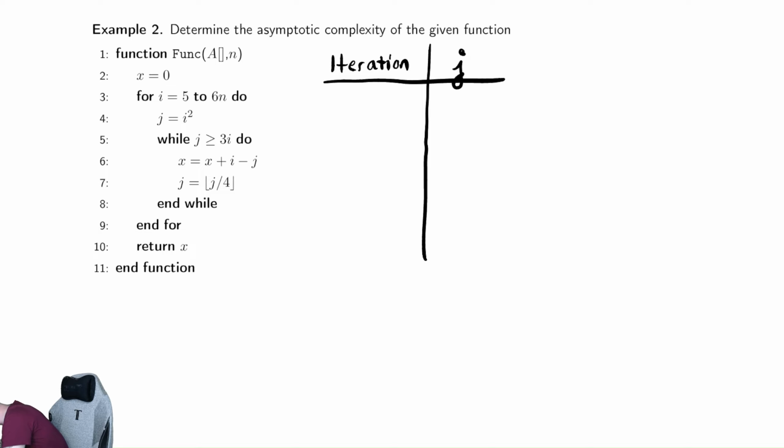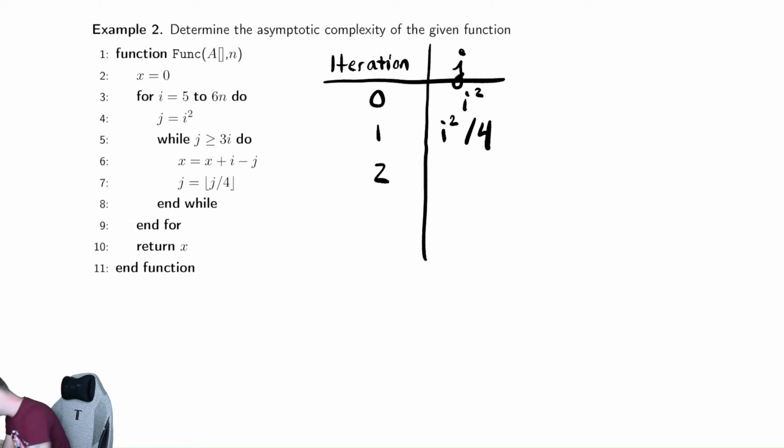So, what is j initialized to? Well, the code just tells me. The code says j starts at I squared. So, initially, j is I squared. After the while loop has fully executed its first iteration, what happens to j? Well, j is updated by dividing by 4. So we take whatever value j had, in this case I squared, and divide it by 4.